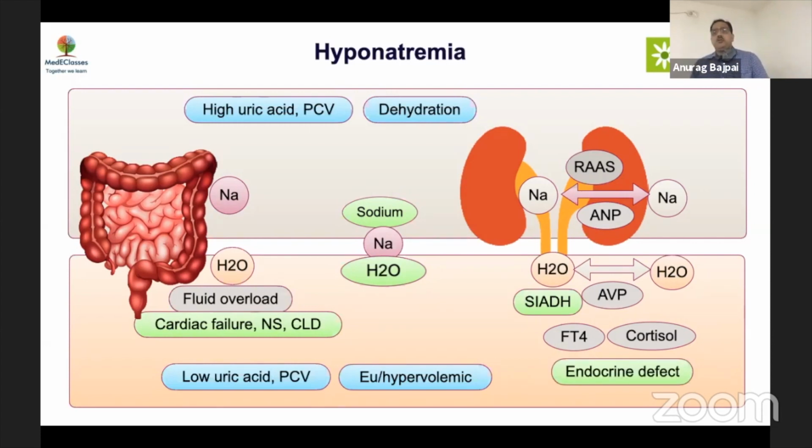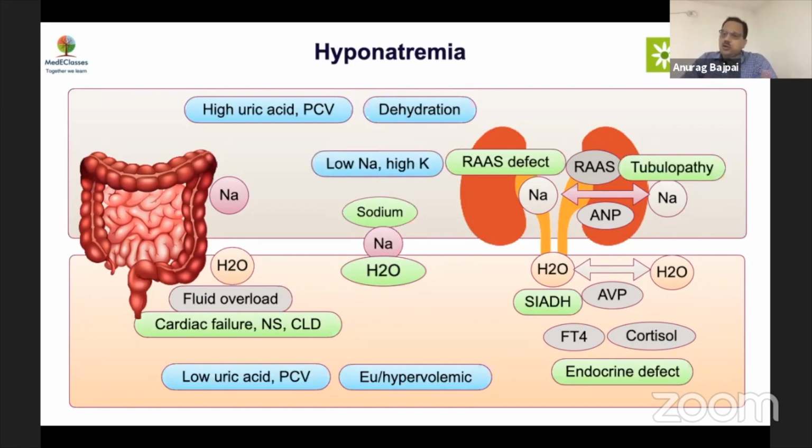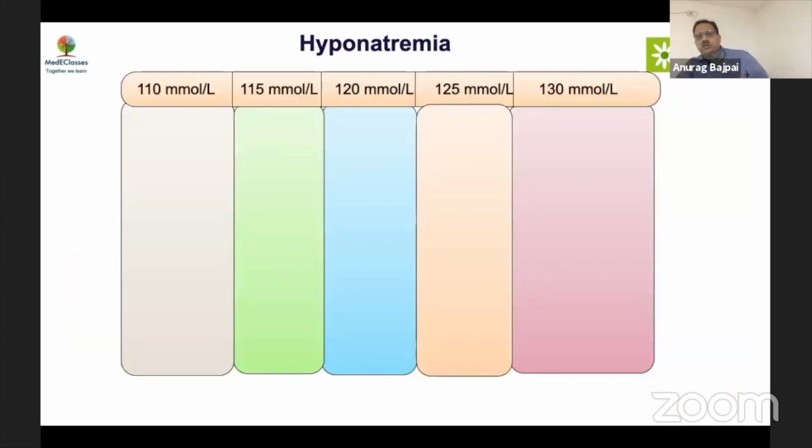Now, very important to remember that cortisol inhibits AVP secretion and action. If you have cortisol deficiency, you will have more AVP there, causing a SIADH-like picture, and therefore cortisol deficiency has to be excluded in everybody who comes to you with this picture of SIADH, without which there could be confusion in that regard. RAS defect will cause hyponatremia with hyperkalemia, while tubulopathies or diuretic use will cause hyponatremia with hypokalemia. Cerebral salt wasting will cause increased loss.